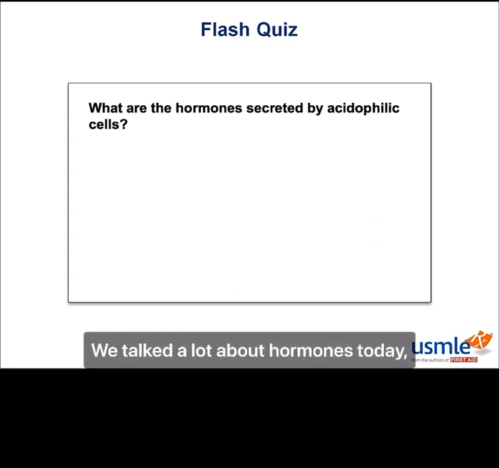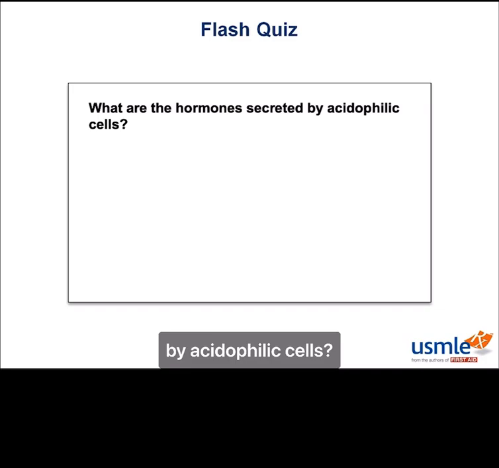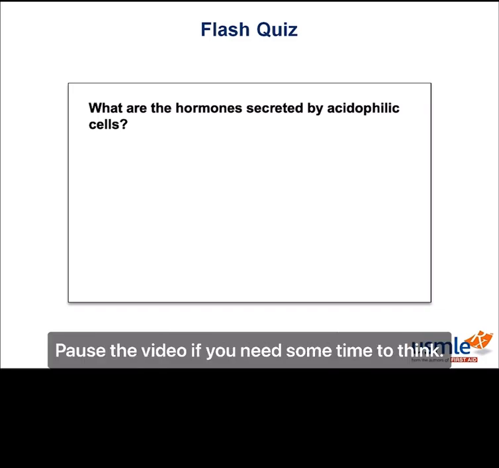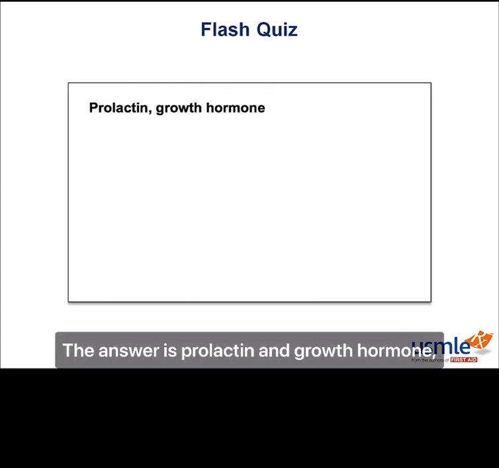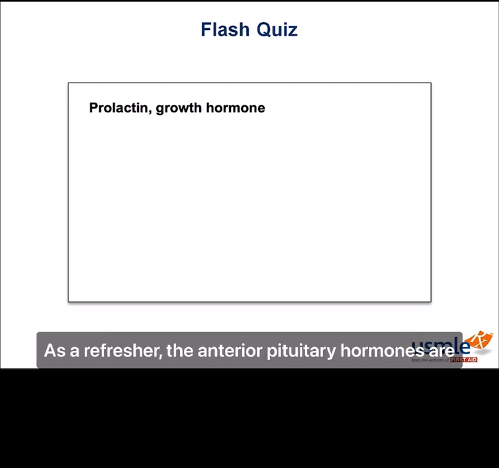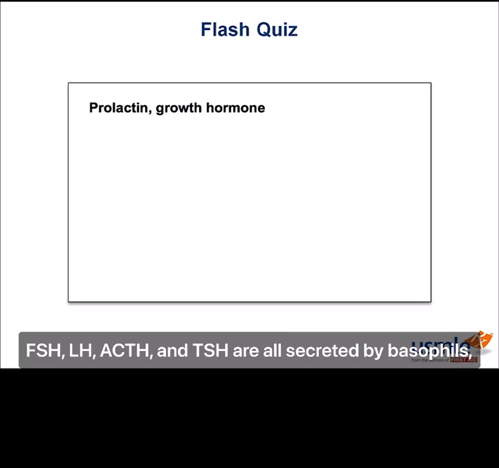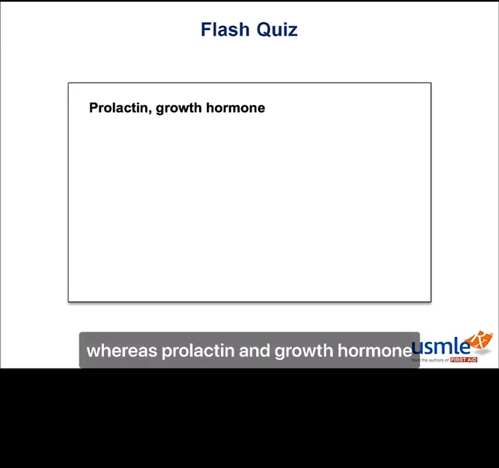We talked a lot about hormones today. Now let's see if you can name the hormones secreted by acidophilic cells. Pause the video if you need some time to think. The answer is prolactin and growth hormone, otherwise known as somatotropin. As a refresher, the anterior pituitary hormones are flat pig. FSH, LH, ACTH, and TSH are all secreted by basophils, whereas prolactin and growth hormone are secreted by acidophils.